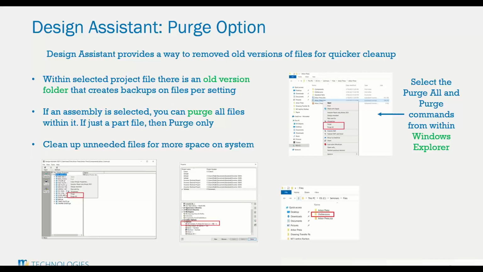If you're selecting an assembly purge, you can purge all the files within that assembly. If it's just a part file, it purges only the part file. So again, if you have an assembly file and it's got lots of old part file saves and subassembly saves, a purge will clean that up. Again, it's just for more disk space and maintenance.